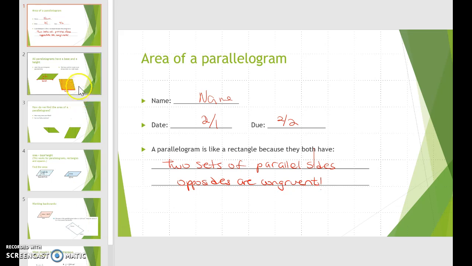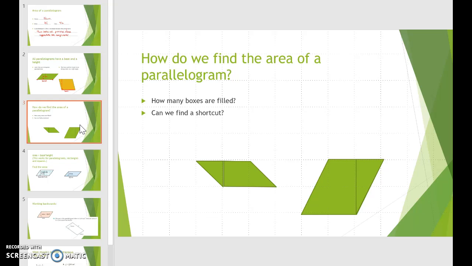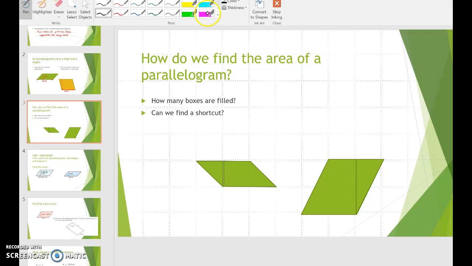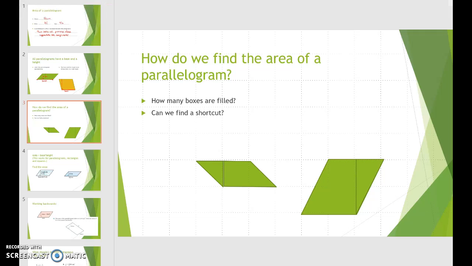Okay, so I made this look a little different because I want you to see that there's actually grid lines behind here. So we're going to start talking about how we can find the area of a parallelogram. Okay, and we're going to try to talk about finding a shortcut. So if you look very closely, you can actually see here that there's grid lines. Okay, so this parallelogram has a base that actually runs for two boxes. We're going to call it 2 units. Okay, the base equals 2 units.